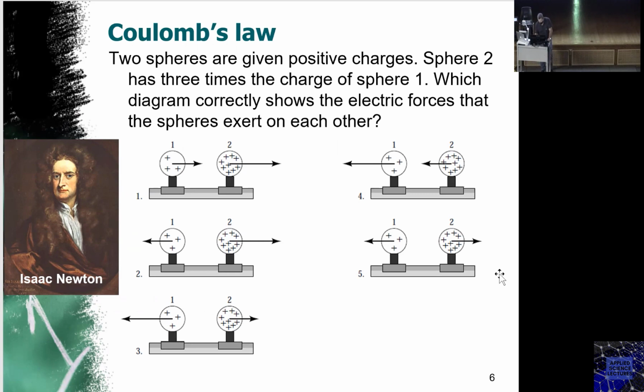Again, I have a Q2 here that is 3 times Q1. So they're the same type, they're alike charges, but magnitude-wise, Q2 is 3 times Q1. Which one is the correct representation for the exerted forces? Is it 1, 2, 3, 4, or 5?